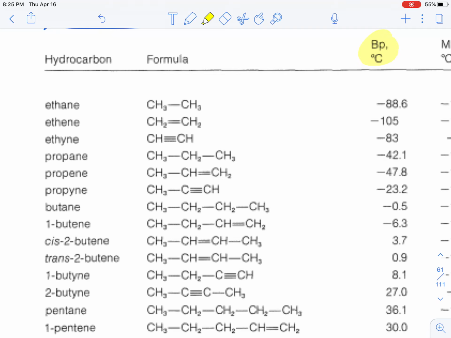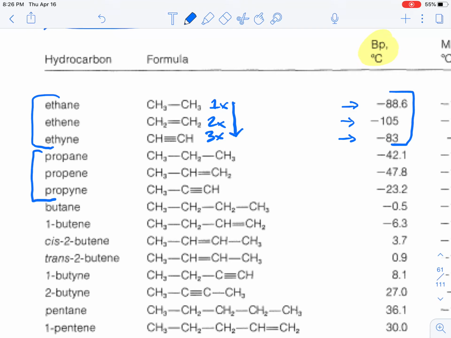If you look at ethane, ethene, ethyne, so this is a single bond, double bond, triple bond, you'll notice that there's really not a strong correlation. If you go from single, double, triple, notice that it fluctuates in boiling point: negative 88.6, negative 105, and then negative 83. However, if we start comparing those values to a 3-carbon chain, we'll start seeing a pattern almost.